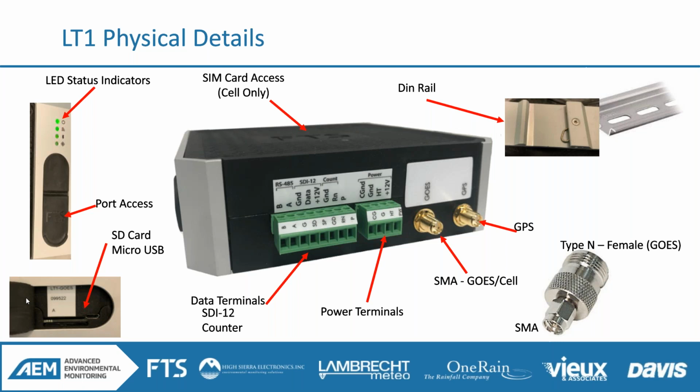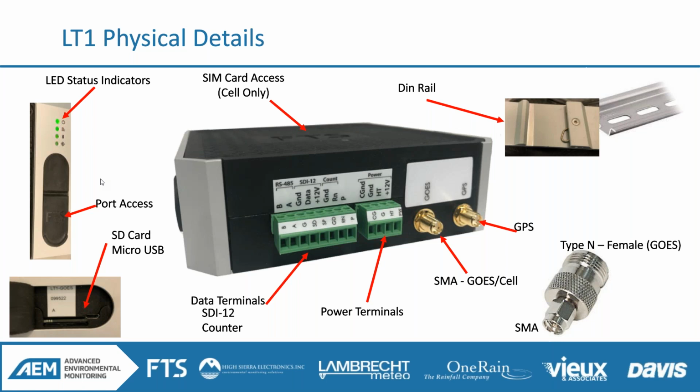On the top is the SIM card access for the cell version only. So if you have a SIM card, we can pull that little door open and access the SIM card. On the left are the LED status indicators. When you walk up to the site for the first time and it's powered up, those lights are not necessarily on, but when you use either Bluetooth or the cable, it does wake up and you'll see those lights. There's information in the manual on what those lights mean.